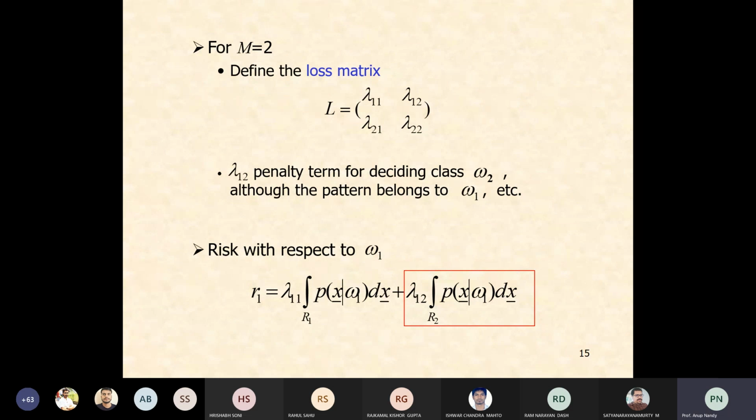This is clear. Here the pattern is actually from class 1, and it is also classified in class 1, so it's fine and no penalty occurs. But here the concept is that these things have to be optimized. So that is why it is there.